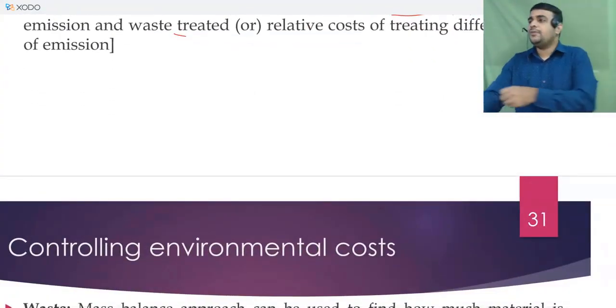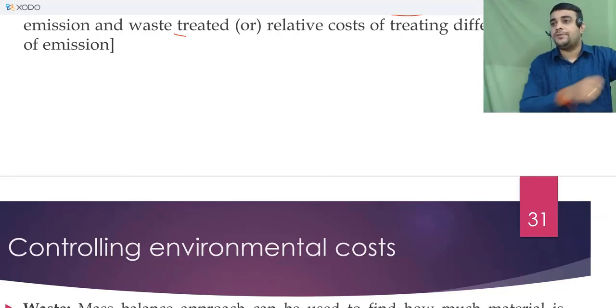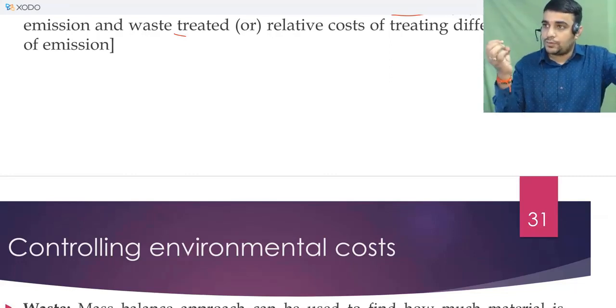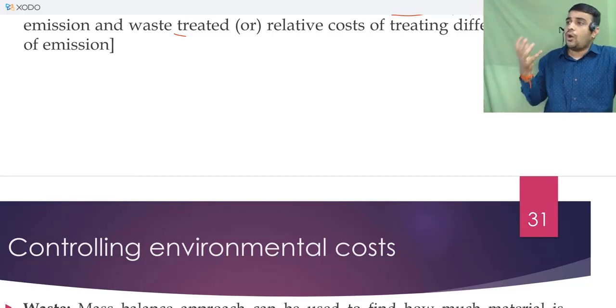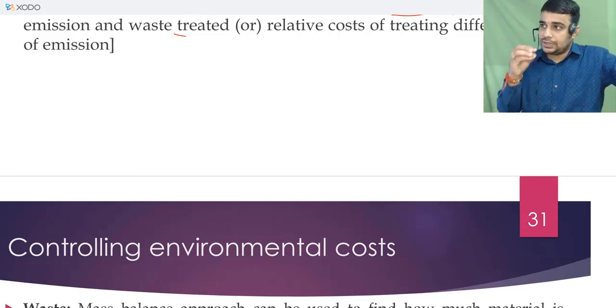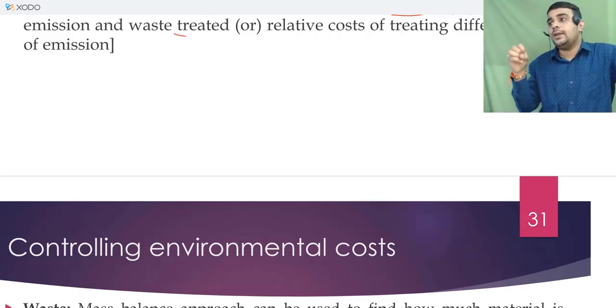Controlling environmental cost, that is where I was talking about the different categories of environmental cost. I think you have waste, you have water, you have energy related cost, you have consumables related cost. All these costs an organization needs to understand and then control.